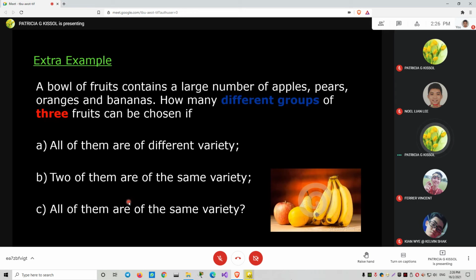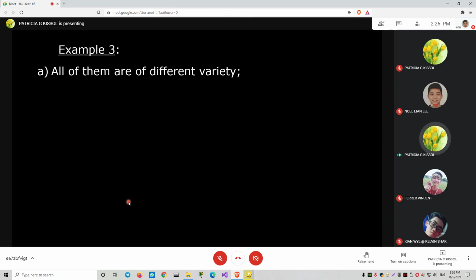How is it? Did you finish? Okay, so let's do this. Again, we want to choose 3 fruits. Does it say how many apples, pears, oranges, and bananas? No. It's just that we want to choose 3 fruits, so it doesn't matter how many are in the bowl. So the first condition: all of them are of different variety.